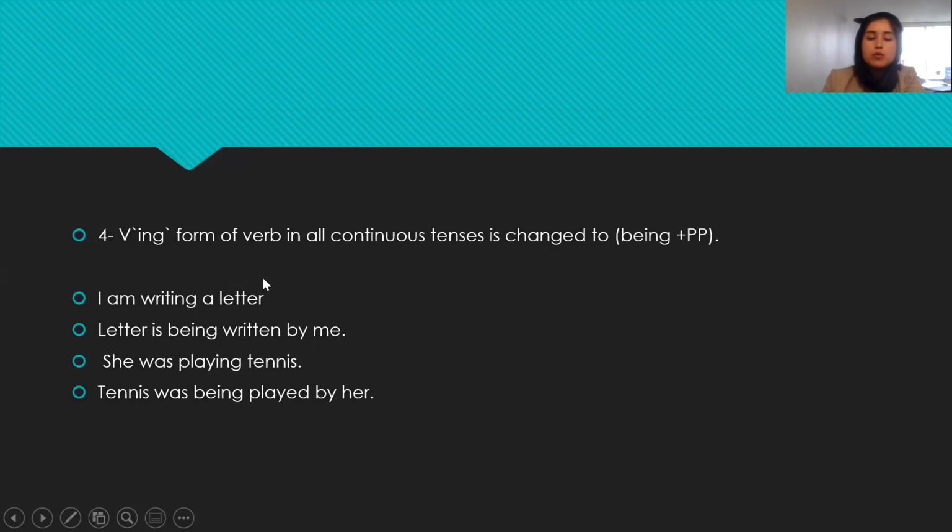And the third one, the ing form of the verb in all continuous tenses, is changed to being plus past participle. So for example, here is writing, being written. So it's changed to being plus the third form of the verb. The next one says she was playing tennis. Tennis was being played by her.